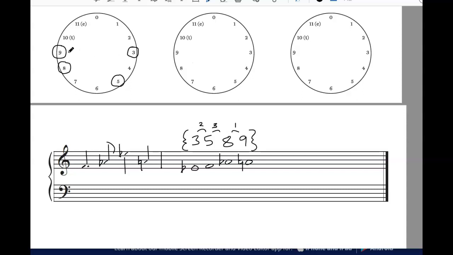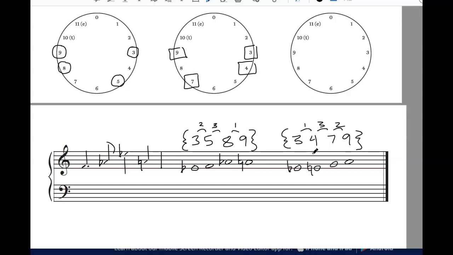We're going to use the clock face diagram to help. 9 would invert to 3. 3 inverts to 9. Remember, to invert a set, we are just moving every integer directly across the clock. 8 would invert to 4, and 5 inverts to 7. So this is the inversion of that set. And if we put this in normal order, it would be 3, 4, 7, and 9.